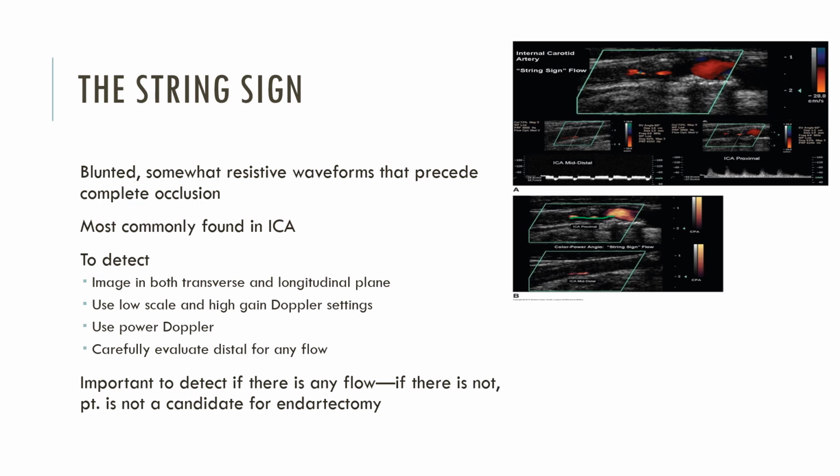When we are looking for or suspect a string sign, we want to image in both transverse and longitudinal planes. We want to lower our color scale as low as we can go and turn up our color gain as high as we can. We can then switch to power Doppler because it's not angle dependent and is a little bit more sensitive if we can't get it with our traditional Doppler. And we carefully evaluate distal for any flow we can get, because if there is flow distal, it means it's coming from somewhere, and there has to be some residual lumen there.